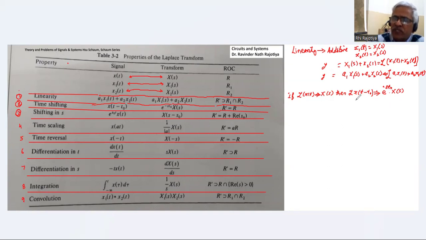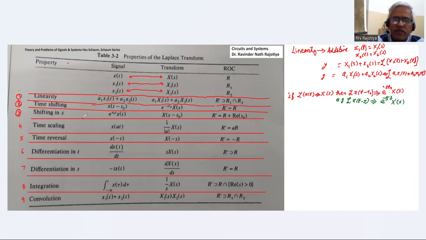So for example, if we want to find the Laplace of a shifted signal, Laplace of x(t minus 5) will give you the answer e to the power of minus 5s times X(s). So it's very simple here.